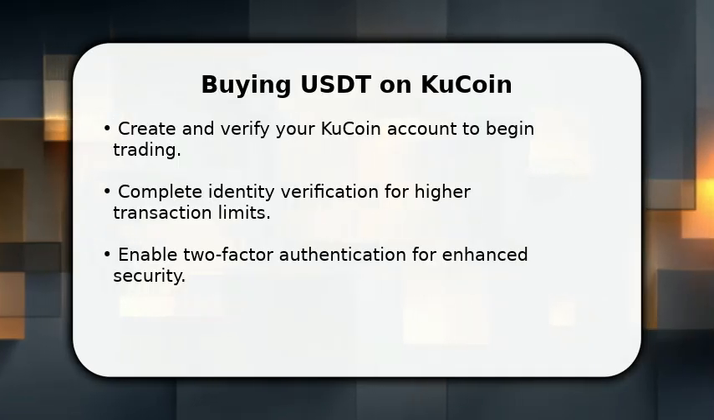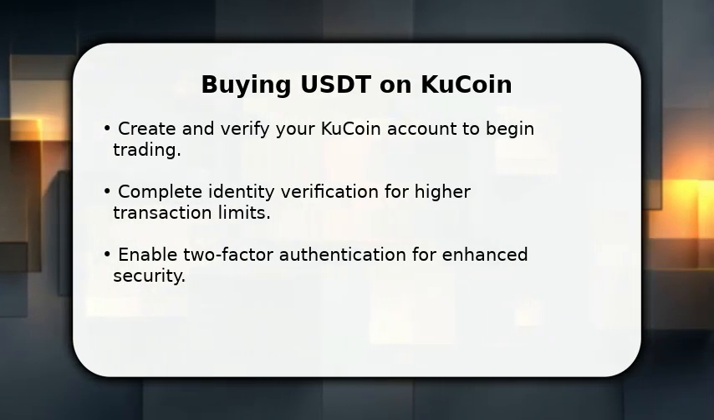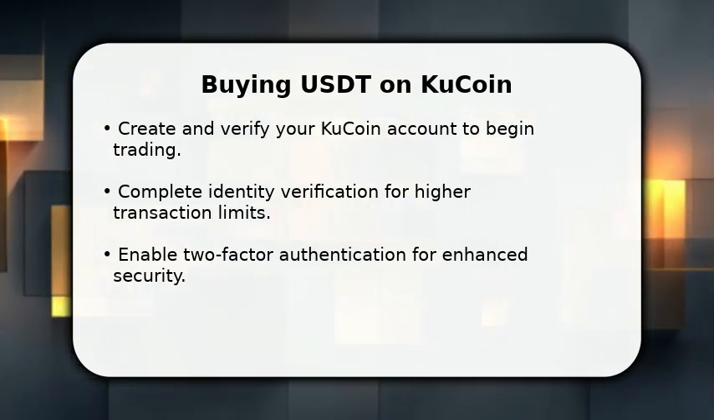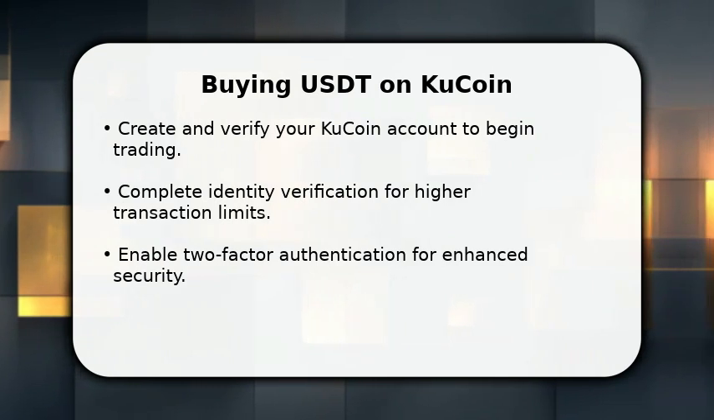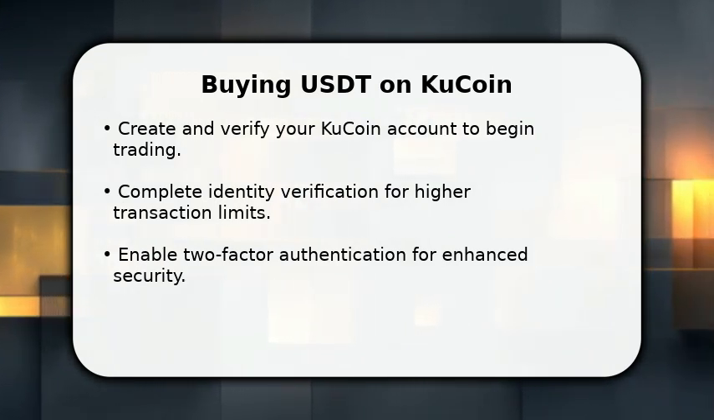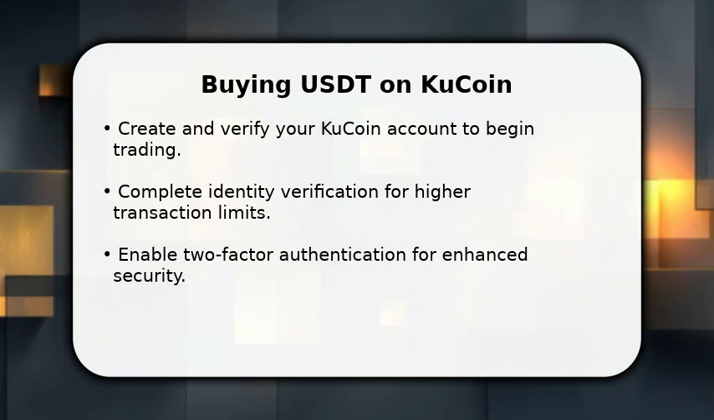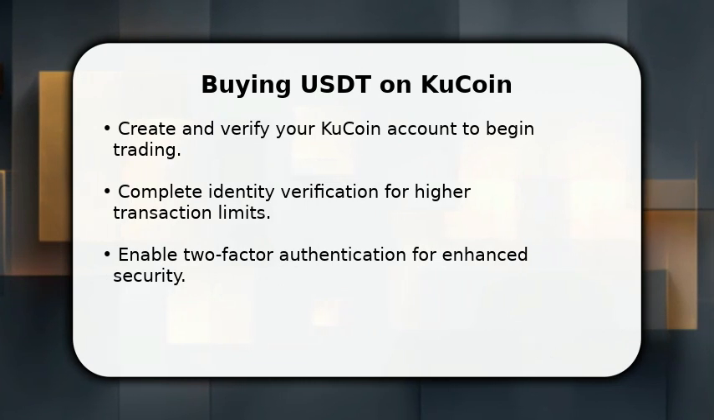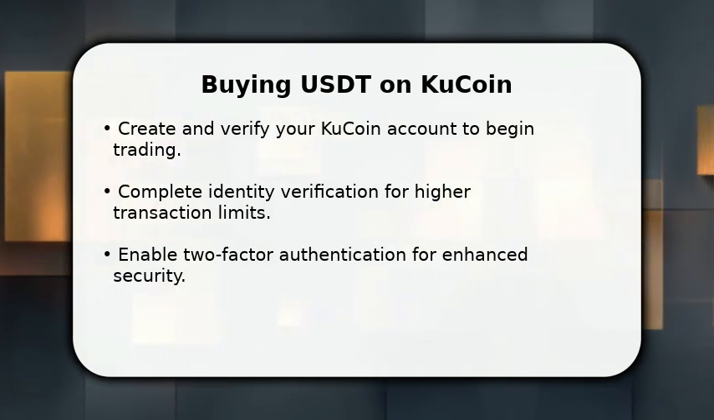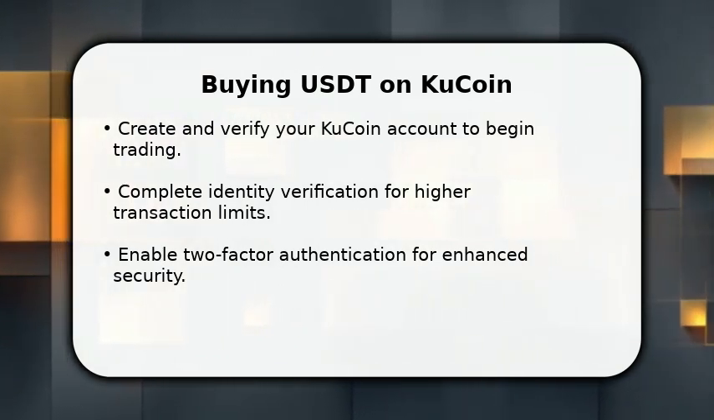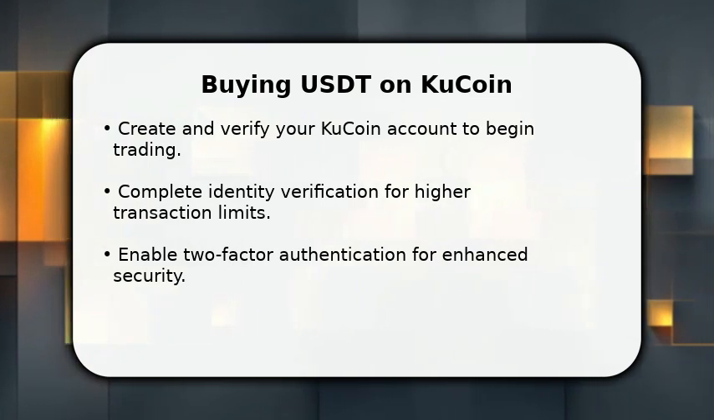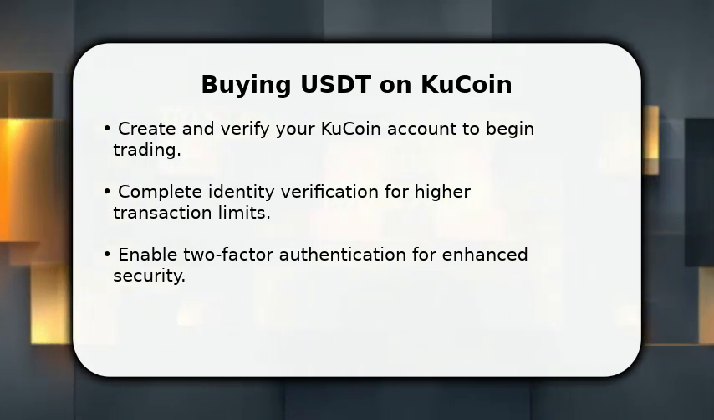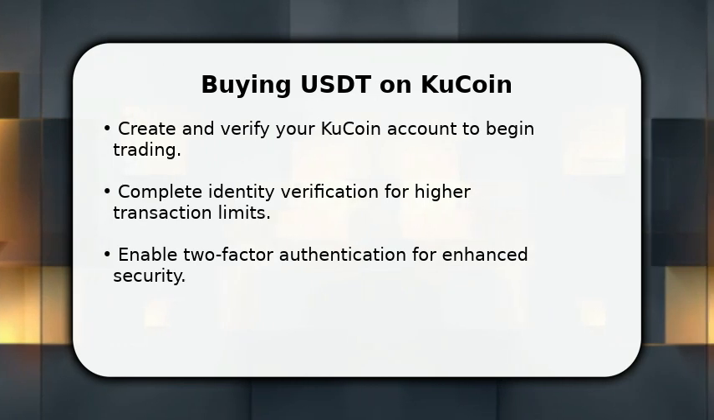In this video, I will explain how to buy USDT on KuCoin. First, you need to set up your KuCoin account. Navigate to the registration page and follow the prompts to create your profile. Make sure to complete the identity verification process, often called KYC, to unlock higher transaction limits and ensure full access to all features. Finally, enable two-factor authentication for robust security.